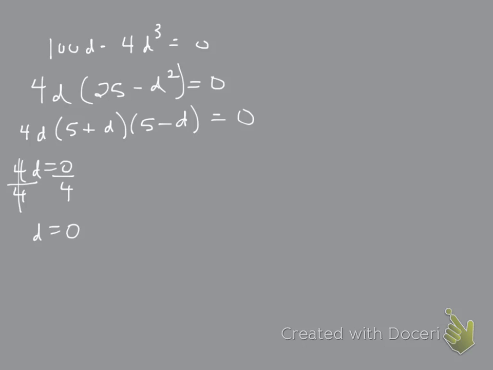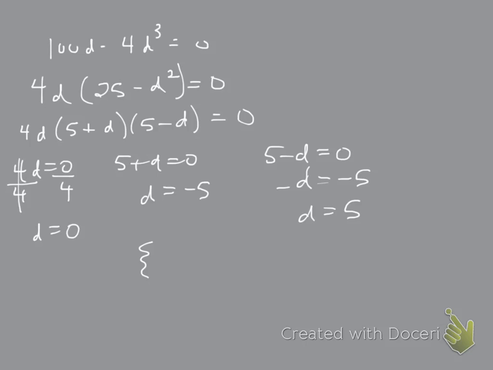D equals 0. Okay, then we have 5 plus d equals 0, so d equals negative 5. And then we have 5 minus d. Why are we getting 3 answers? Hang on, I told you I would talk about that in a second. 5 minus d equals 0, so you have negative d equals negative 5, and then positive d is equal to positive 5. Okay, now, yes, we have 3 solutions: 0, negative 5, positive 5.